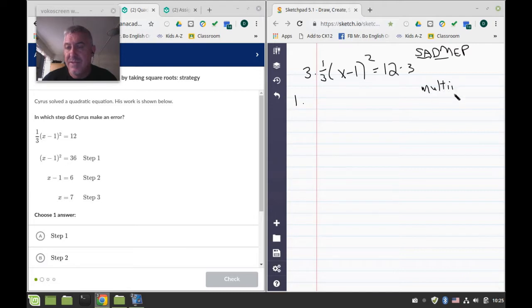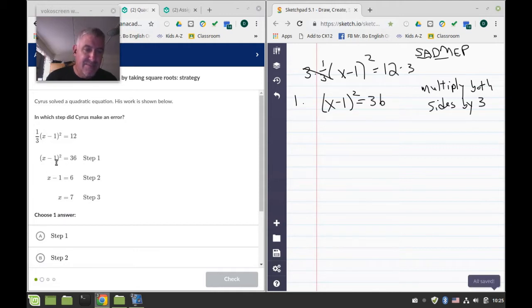So my step is multiply both sides by 3. Okay, so 3 divided by 3 is 1. I have x minus 1 squared equals 36. Let's check that step. X minus 1 squared equals 36. All right, we're right.